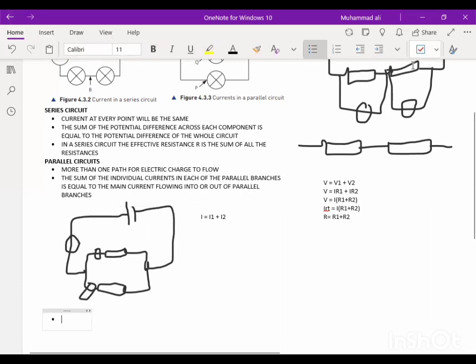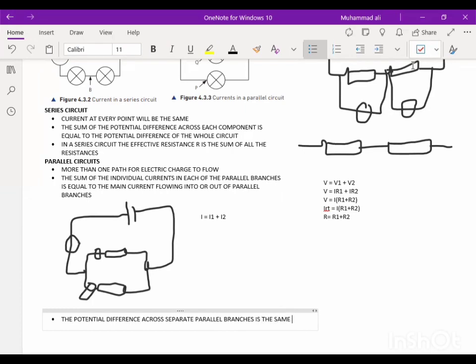Okay, so when I'm going to talk about potential difference across separate branches, it is the same, right? So this is basically what you need to know.